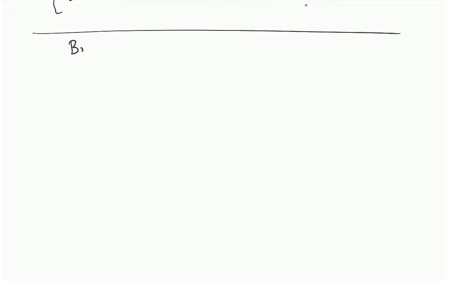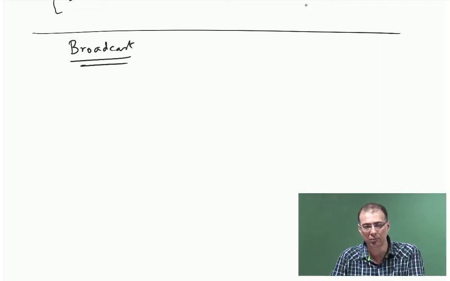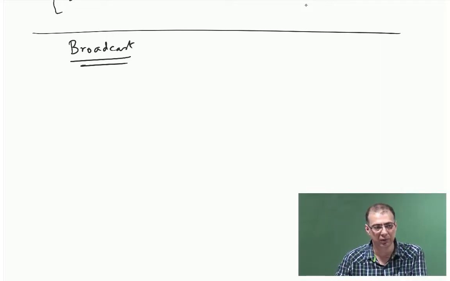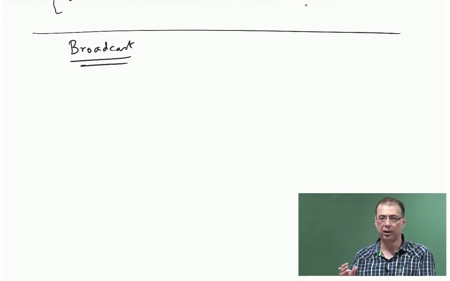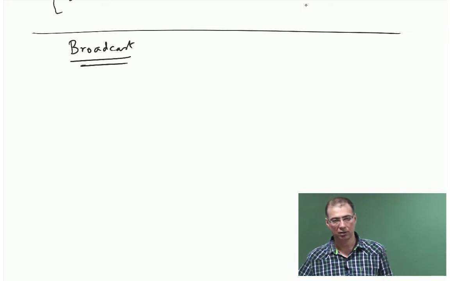So let's try to implement a broadcast, a very simple broadcast. Right, so what is a broadcast? Everybody remembers what a broadcast is? We've discussed this, right? Some rank has data and that rank wants to pass that data to all the other ranks, right? As simple as that, that's a broadcast. So how would we implement that?